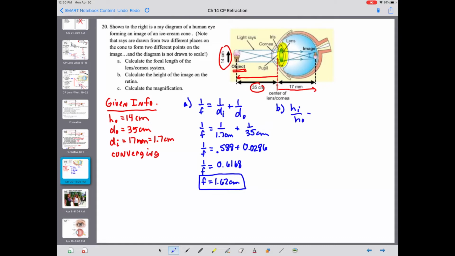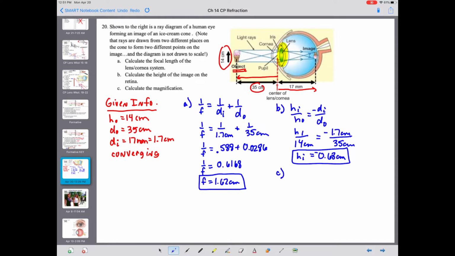Part B, we want to know what the image height is. We can use our second equation: h sub I over h sub O equals negative d sub I over d sub O. So h sub I over 14 centimeters is equal to negative d sub I, which was 1.7 centimeters, over d sub O, which is 35 centimeters. So if we cross multiply and solve down, that's going to be 14 times the negative 1.7 divided by 35. That's going to give us an image height of negative 0.68 centimeters.